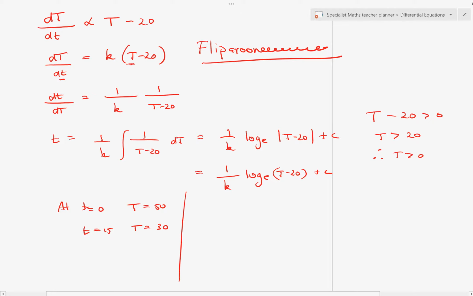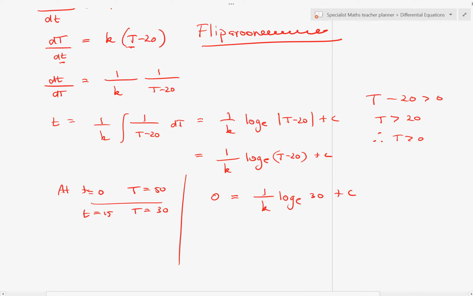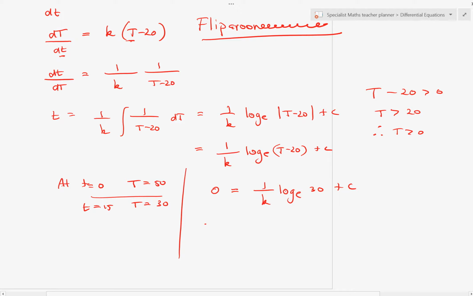So those are our initial conditions. Now, of course, you couldn't go pump this into the calculator because we haven't found the constant of proportionality yet. So what do we do now? Let's go ahead and at t equals 0, big T is equal to this. I'm just going to put in this one, and we're going to go 0 is equal to 1 over k log e to the 30 plus c. And we've also got 15 is equal to 1 over k.